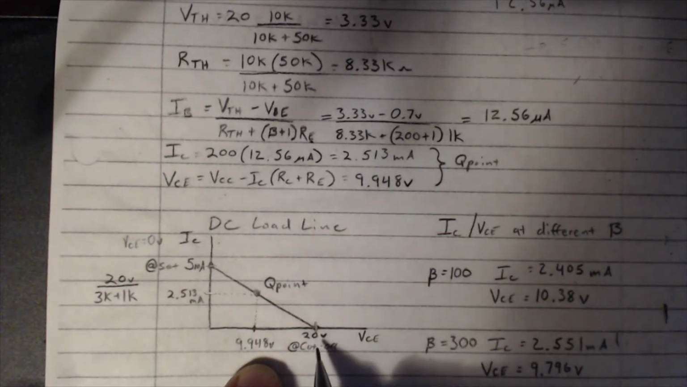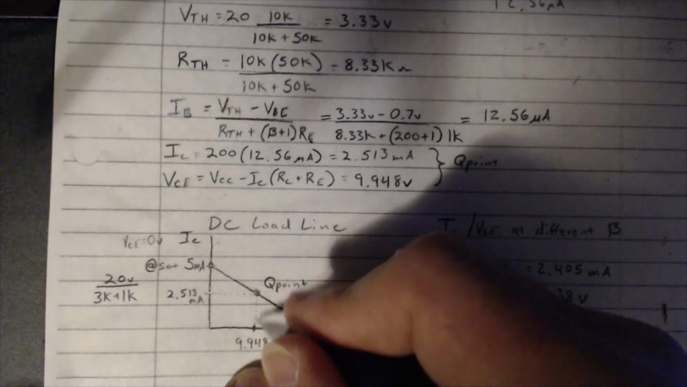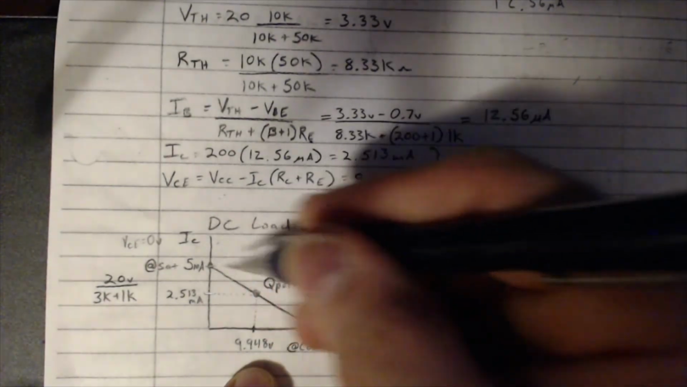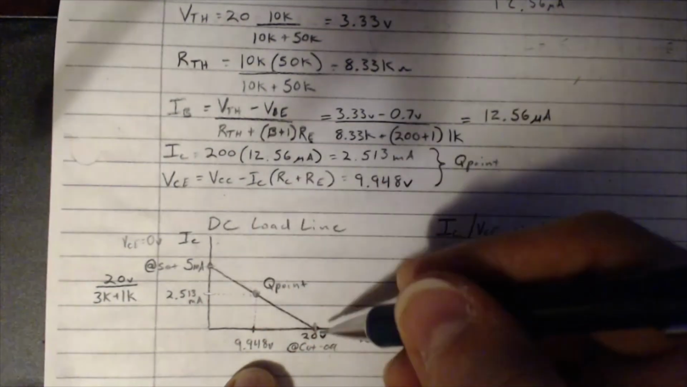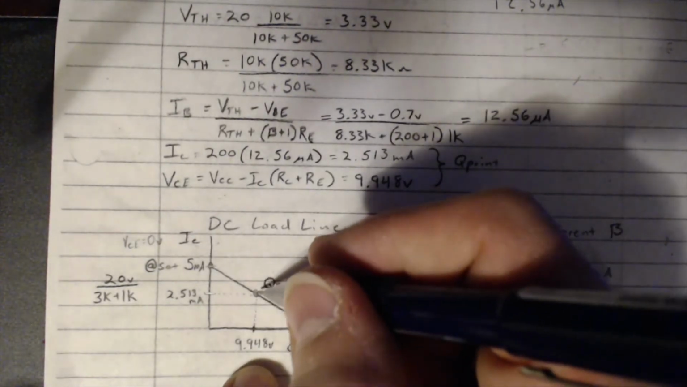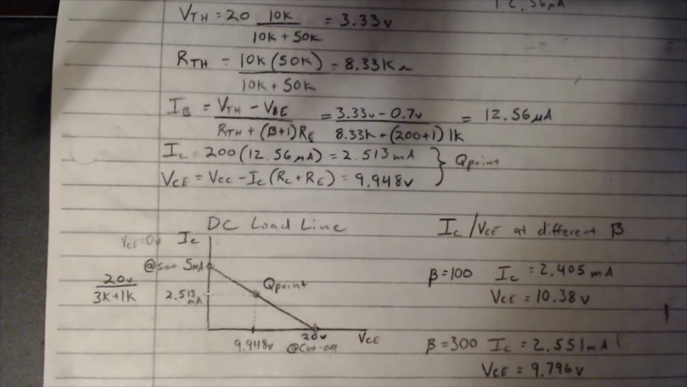Well, it's got to be between 0 and 20 volts. Well, that's right here. Okay, so we found that our Q point is actually right in the middle of that load line. And that's actually a pretty good thing. Once we get to amplifiers, we're going to see that that is a very nice thing to have. Our Q point sitting right in the center of that load line.